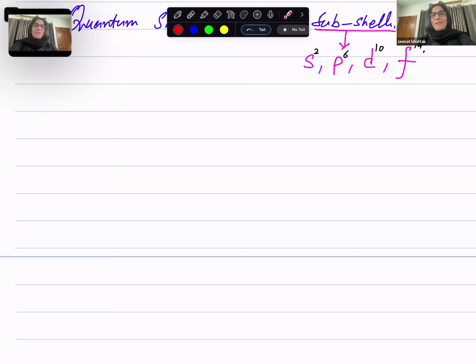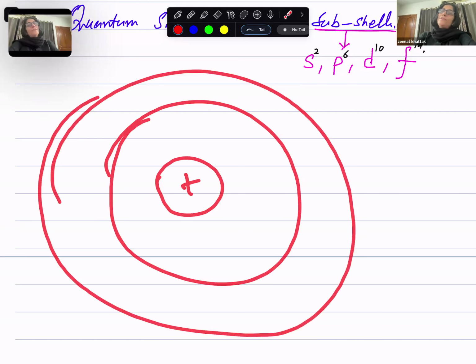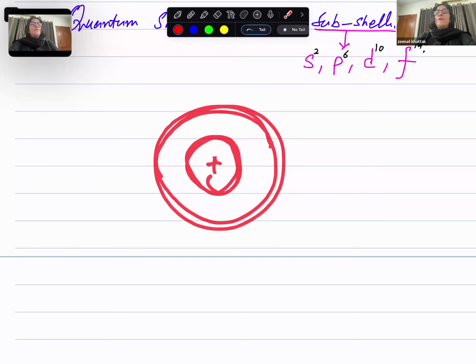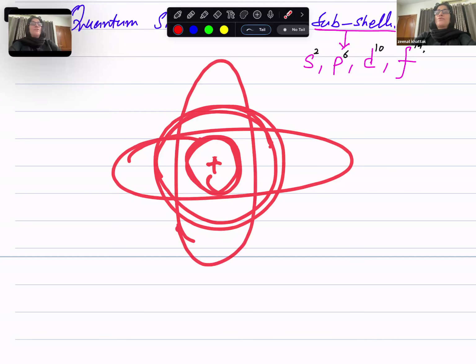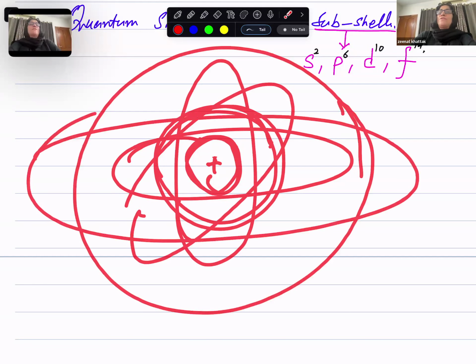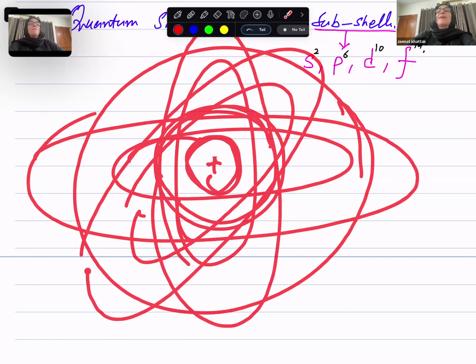Electrons are not like this, the way you have studied in your O levels, moving like this and 2 and 2. No, they're not like this. They're like this. Nucleus, this is 1s, this is 2s, this is 2px, this is 2py, this is 2pz, this is 3s, this is 3px, this is 3py, this is 3pz. Why am I doing this?